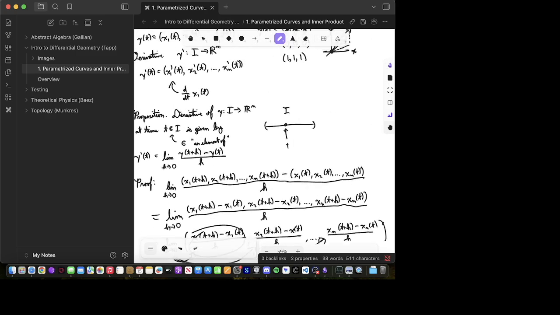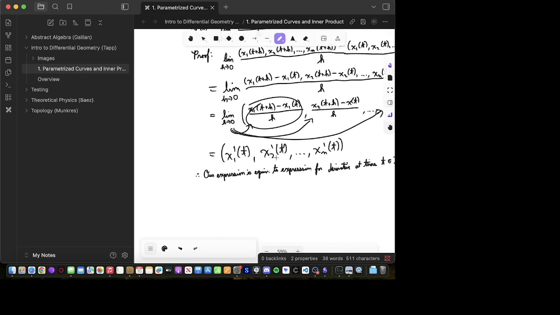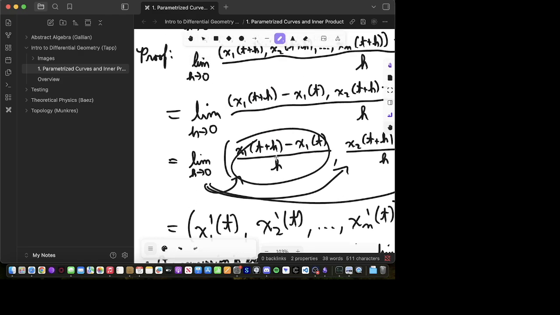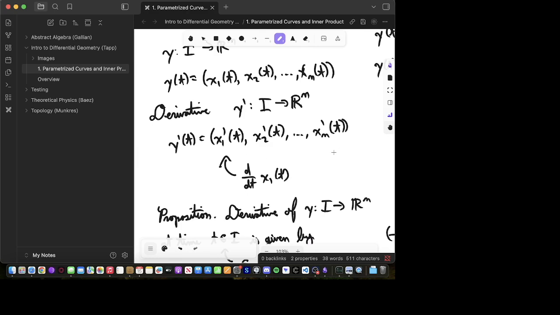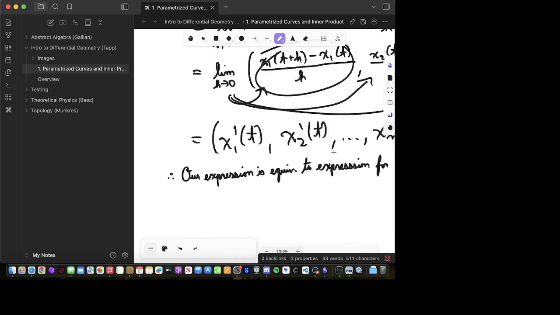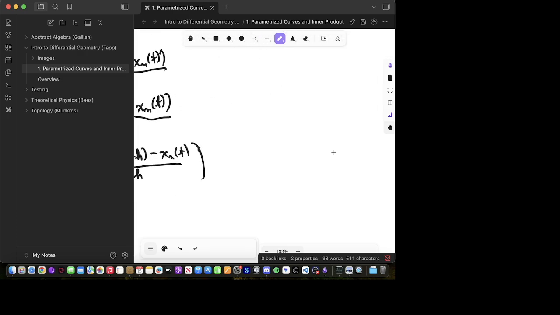So let's talk a little bit about what the derivative actually means. As you can see, the derivative is a vector. It has n components. And what we can say is that, let's say we have a curve in R2, and it goes a little bit like this. At this point, the derivative is going to be a vector tangent to the curve.